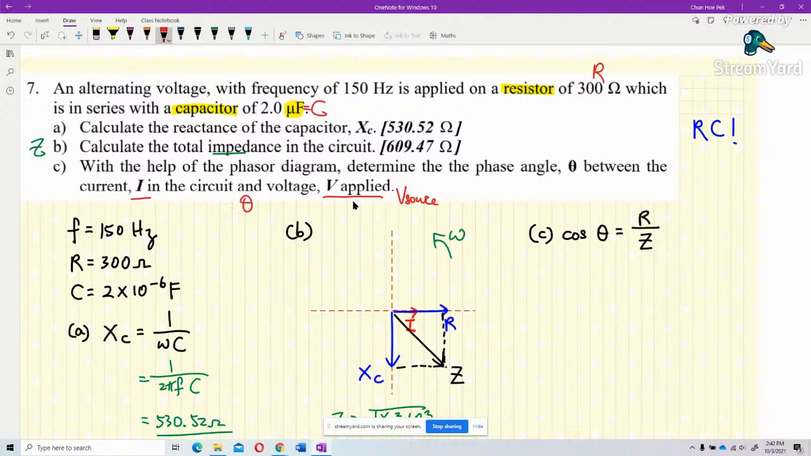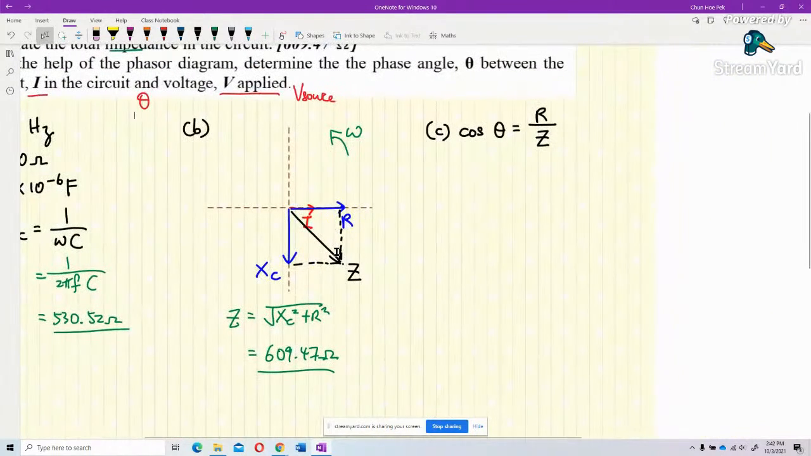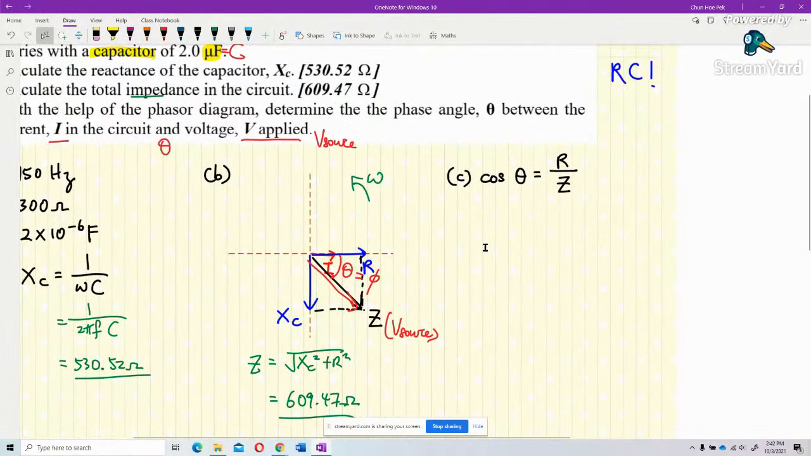So what's the angle between the current and the V source? Just look at the phasor diagram. Current is always with the resistor, and V source is with the Z. So V source is over here. So understand? This is the theta. We normally say this as phi, but sometimes the question uses theta. What can we do? We just follow theta. It's the same as phi.